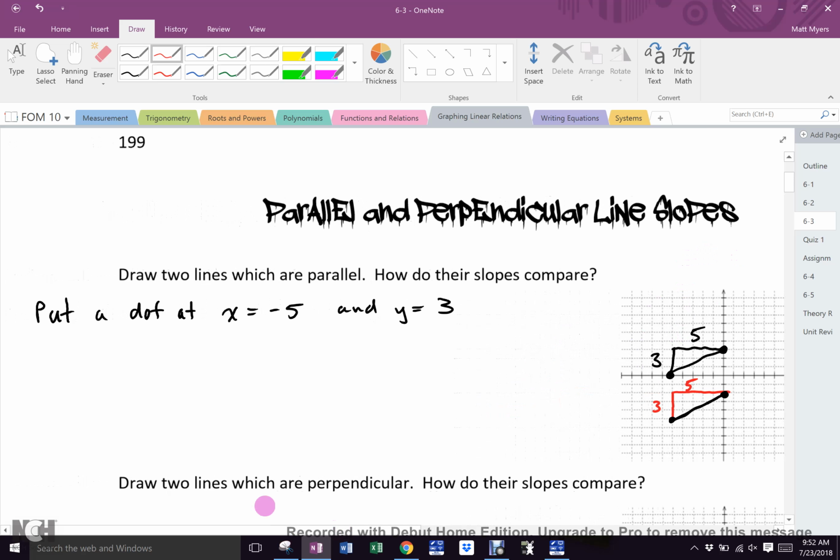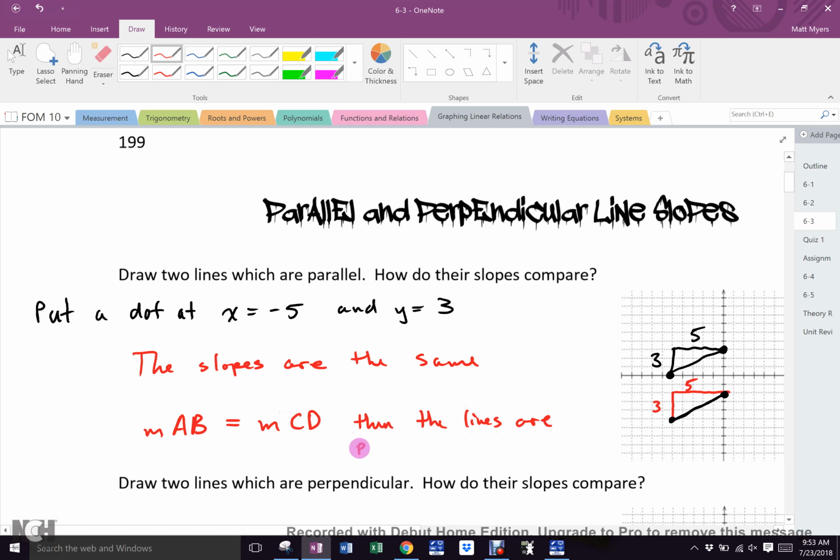No. So, if they're parallel, the slopes are the same. Does everybody understand that? It makes good sense, right? If they're parallel, they're never going to touch, so that means the slopes are the same. So that would mean the slope of AB equals the slope of CD. If they are equal, then the lines are parallel.